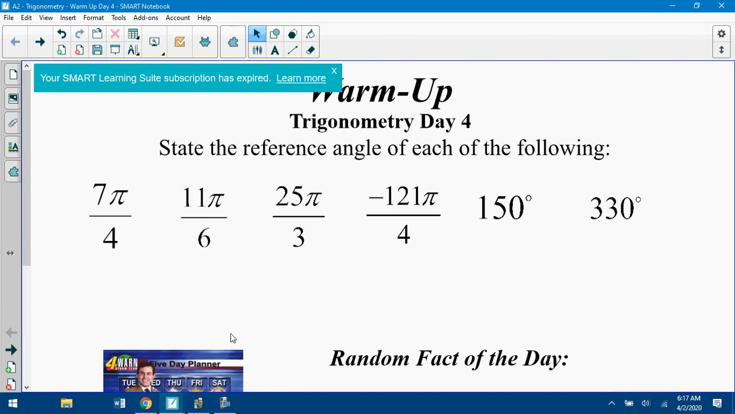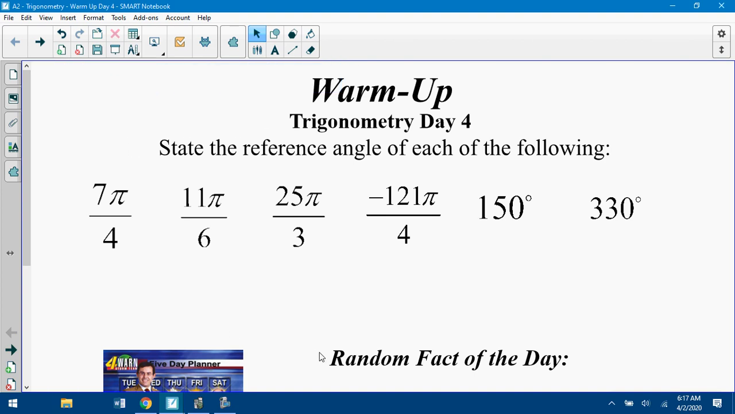Okay, before we get into today's notes, which is on your own paper again, so hope you have some paper to do that, take a minute and see if you can remember the reference angle thing we talked about yesterday. So why don't you pause the video and try to tell me the reference angle for each of the following angles. Did you have a chance to try it?